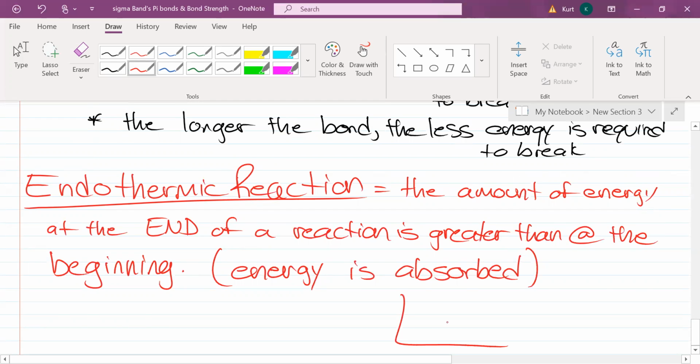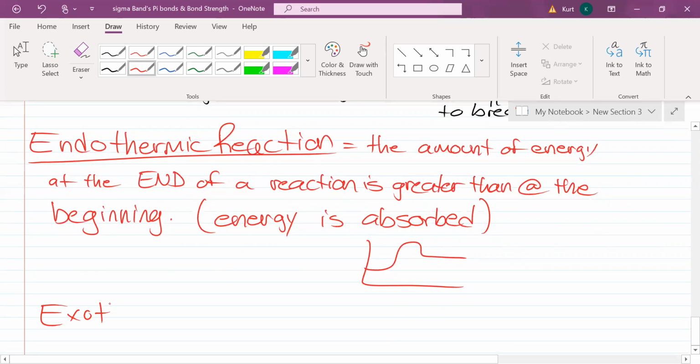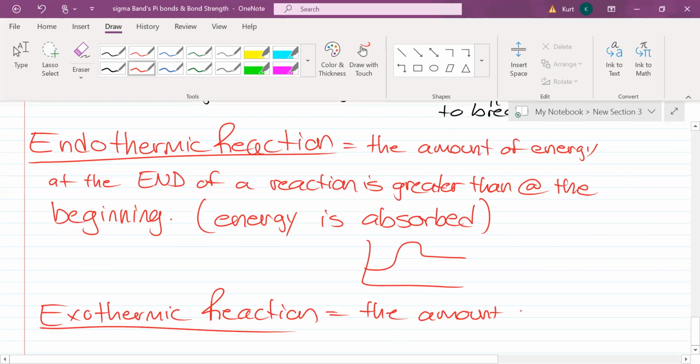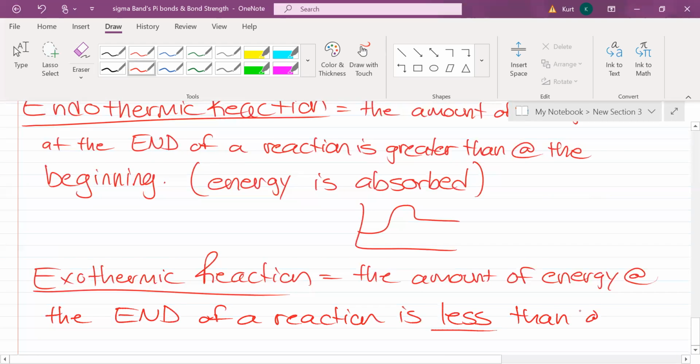If I showed you a graph like this, energy is absorbed. And then the opposite of endothermic is exothermic. The amount of energy at the end of a reaction is less than at the beginning. So in this case, energy is released.